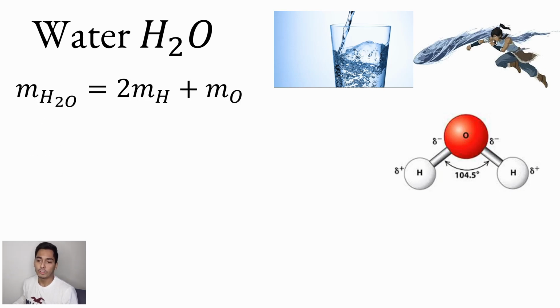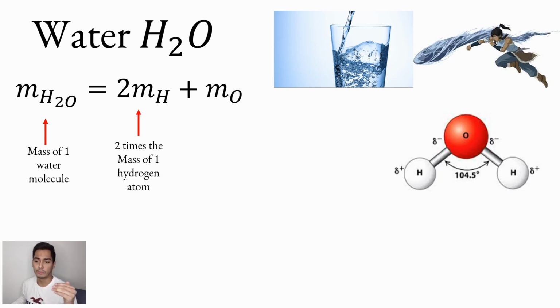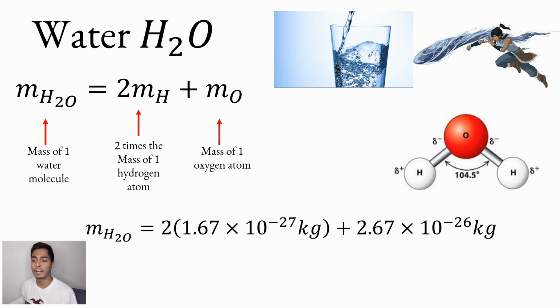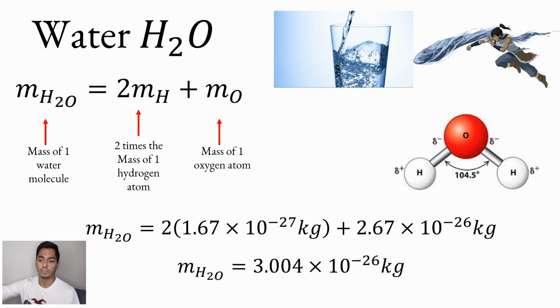And so we want to calculate the mass of water, H2O. So we need the mass of 2 hydrogen atoms and the mass of 1 oxygen atom. So the mass of 1 water molecule, 1 H2O molecule, is going to be 2 times the mass of 1 hydrogen atom plus the mass of 1 oxygen atom. So we add those together. We already solved for the mass of the hydrogen atom, and we already solved for the mass of the oxygen atom, so we can solve for the mass of the H2O molecule. So that is going to be 3.004 times 10 to the minus 26 kilograms.